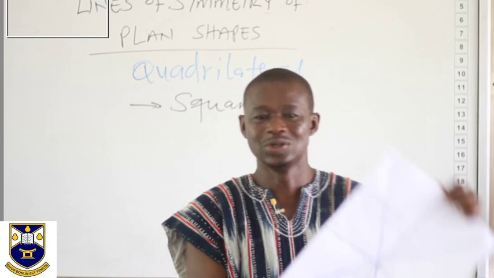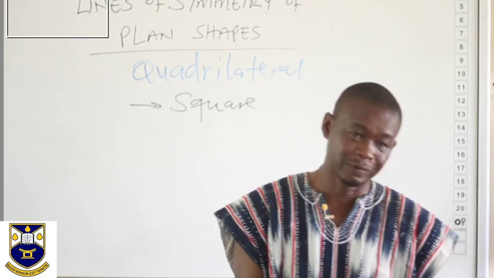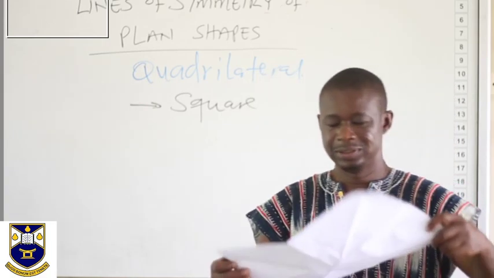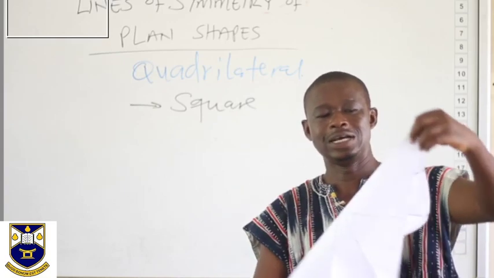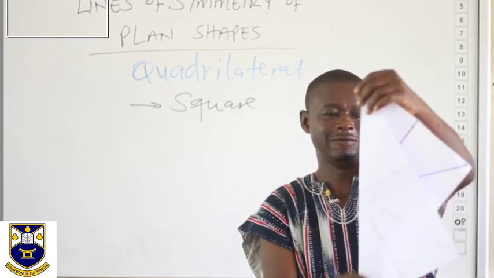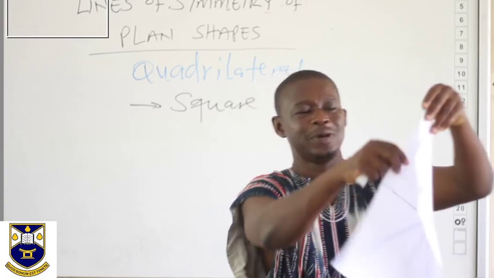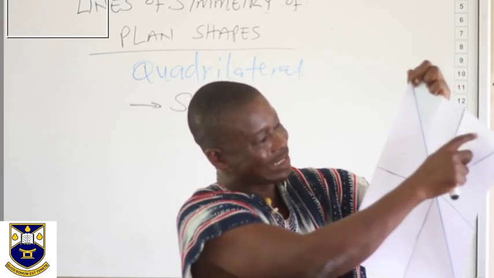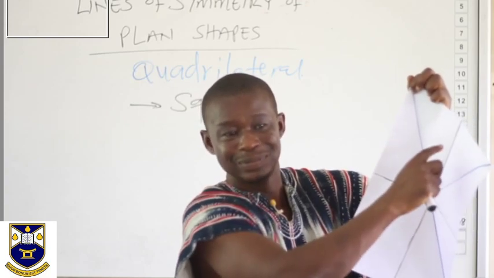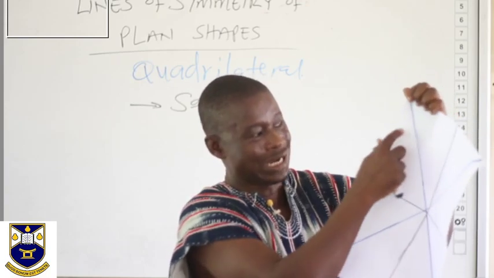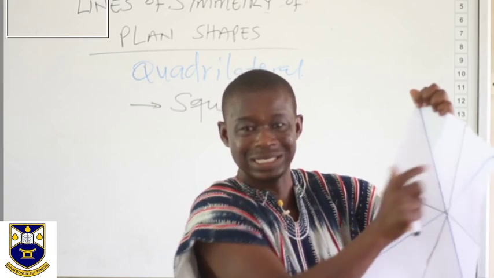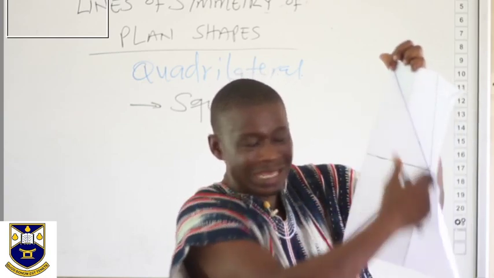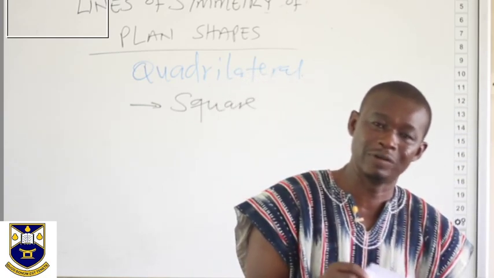Good. Now let's try to fold it along the diagonals. The first diagonal, wow, I've done the folding. Now I'm going to open it up. What do you notice? Look at this side and this side. Are they the same? No. When you measure it, they are not the same. So it means that the line here is not a line of symmetry.